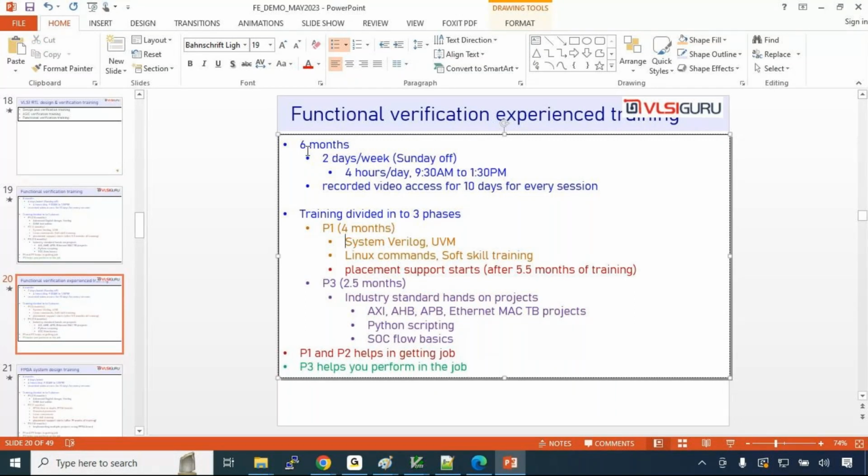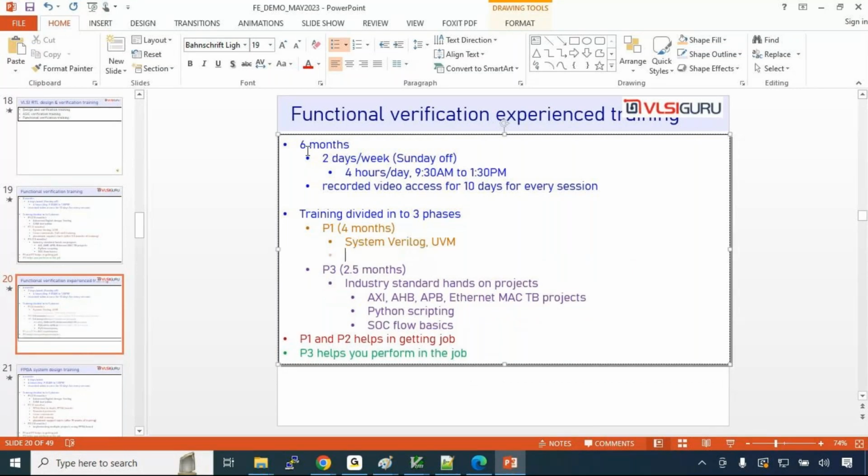The reason is UVM main plus UVM advanced is there. In the case of the fresher course, we only do the UVM main course. In the case of experienced, we do UVM main plus UVM advanced also. Because of that, the duration goes from 3 months to 4 months. Phase two will be 2.5 months.